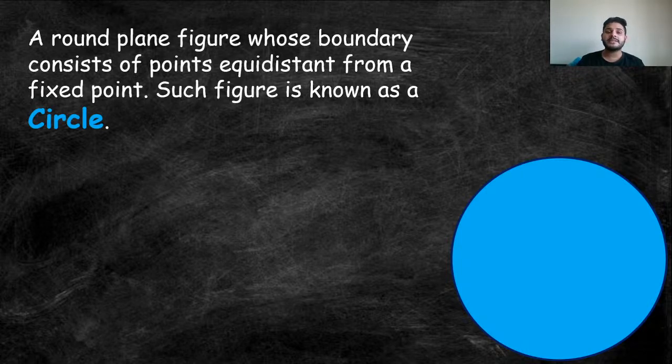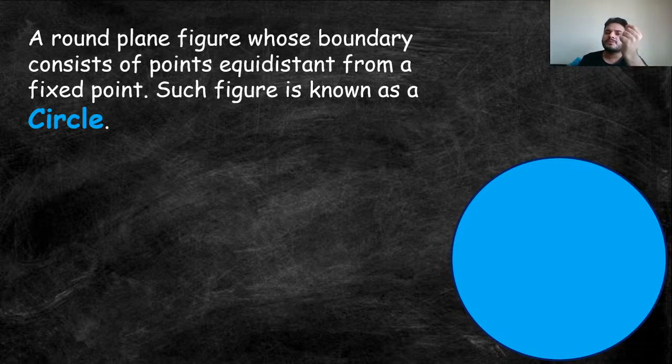That fixed point is nothing but the center of the circle, from where we start drawing the circle, by keeping the point of the compass and then rotating it, so we make a circle. All the points from the center of the circle to the boundary of the circle, that is the circumference, are equidistant in nature.